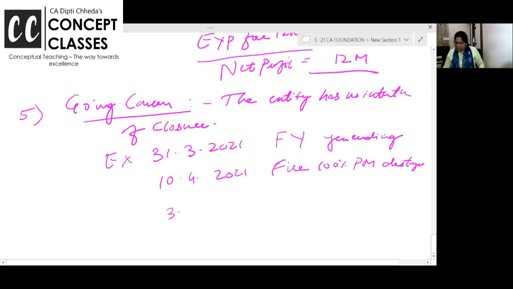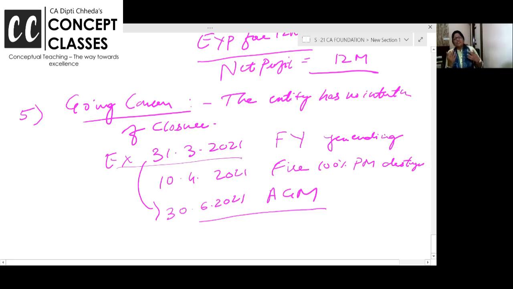business. Suppose on 30 June 21, you are holding the AGM. Can you say to shareholders, no, we are presenting the accounts of 31st March, all rosy things are, this is good, that is good? No. You have to make them clear that though we are presenting in the AGM the financial books of 31st March, but there was a fire on 10th of April.